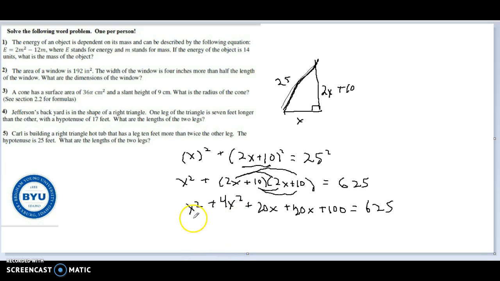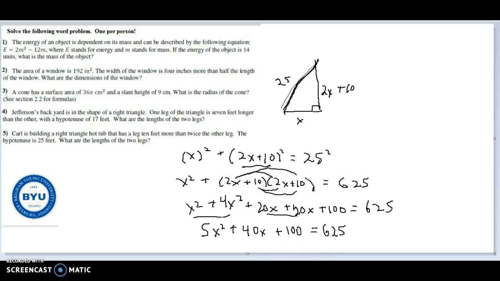So now let's add like terms. x squared plus 4x squared is 5x squared. 20x plus 20x is 40x. And the rest is still there.